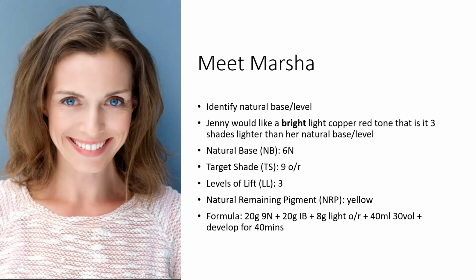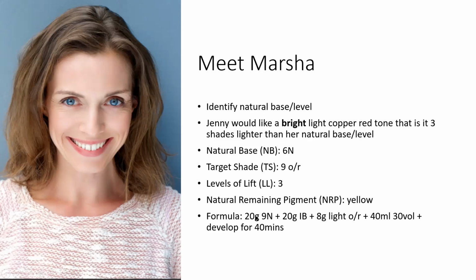Okay, so here we go. So we've got, as I say, Marsha, my apologies about the typo. She wants to do a bright light copper. So natural base, we can see here is a 6. She wants to go 3 levels lighter, so 6, 7, 8, 9. So that's taking us up to a 9. She wants a 9 orange red, but bright. Her natural remaining pigment is going to be yellow. So that's actually going to work really well because it's already going to have a yellowy tone. So us putting an orangey red on top of that is going to help sit quite nicely.